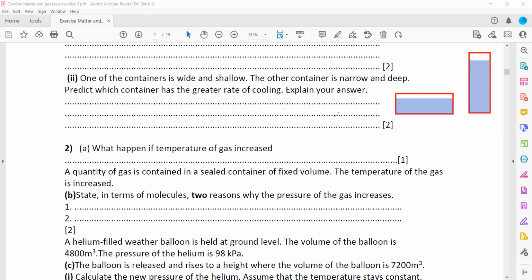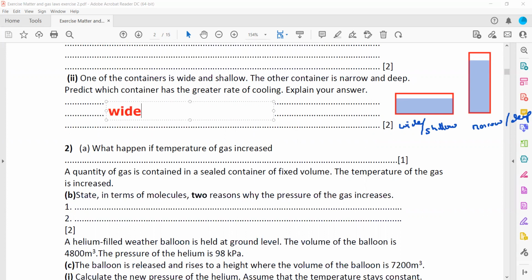On the left hand side, the container is wide and shallow. And on the right hand side, we have narrow, the surface area is small, and it is deep. So in which container will the evaporation occur at a faster rate? Yeah, that's right. The wide and shallow will have a faster rate of evaporation.